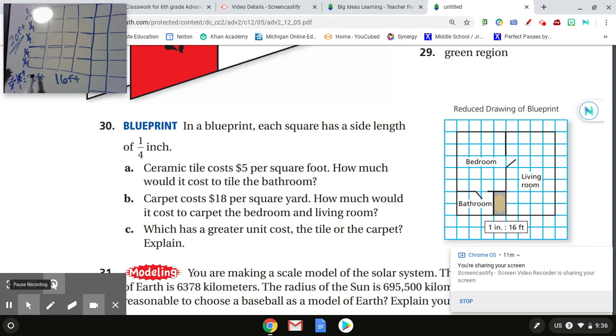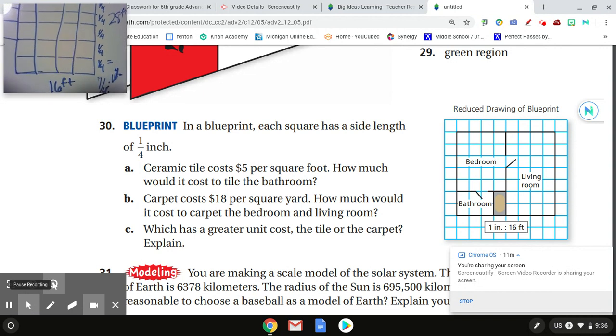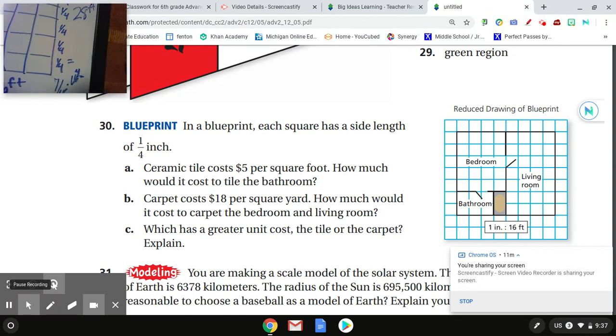And then 1/4 of 16 is 4. So we had a whole inch and then 1 extra 1/4, right? So that would make your 20 feet. Now the living room was the same width, 16 feet, and it was actually 28 feet in length. So it had 7/4, right? So 7/4 times 16 would have given you the 28.